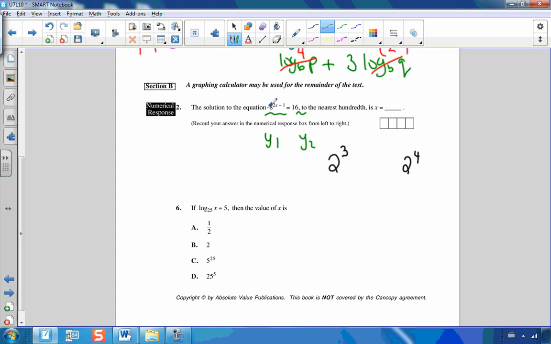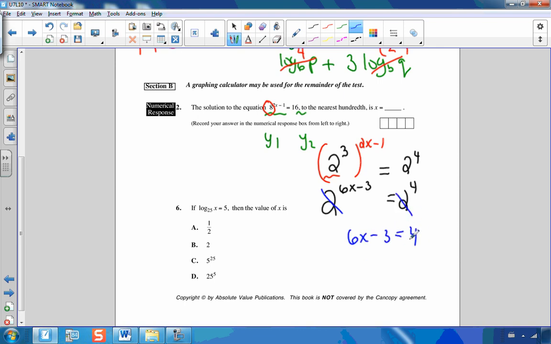So 8 here, 2 cubed, is raised to the 2x minus 1. So I will raise this to the 2x minus 1. And then 16 is all by itself. So I have 2 multiplying my exponents, 6x minus 3 equals 2 to the 4. And then I will drop my base, and 6x minus 3 equals 4. Add 3 to both sides, and divide both sides by 6. So I get 7 over 6. And that to the nearest hundredth is 1.17. So that would be my final answer.